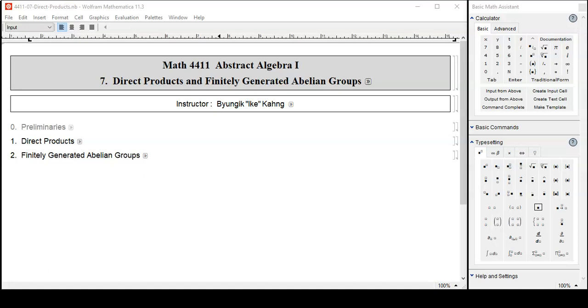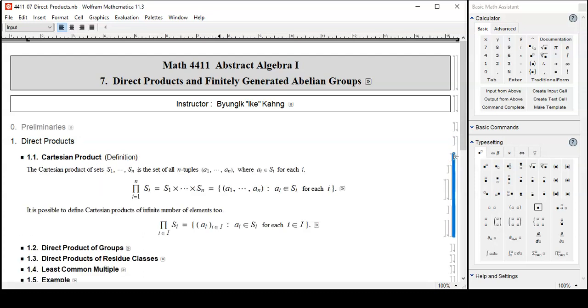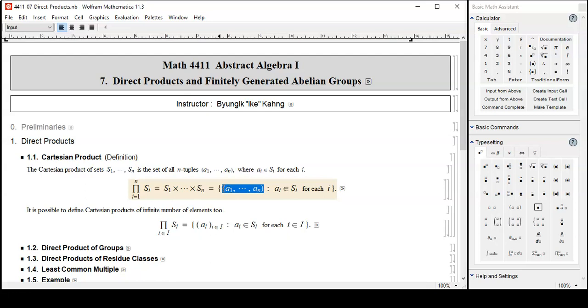Hello Math 4411 students. Let's begin Lesson 7, Direct Products and Finitely Generated Abelian Groups. First, direct products. We begin with the Cartesian product. Given an n-tuple of sets S1 through Sn, we define the Cartesian product S1 times S2 times and so on as the set of all n-tuples (a1, ..., an) where each ai is an element of Si.